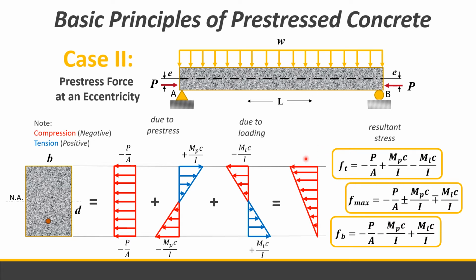Maximum stress at the bottom or at the top fiber is negative P over A plus minus MC over I minus plus MC over I. So for the top fiber it is plus minus, and for the bottom fiber it is minus plus. That is for this type of beam. For a cantilever or other beams, the effect will be different. So this is for an ordinary beam with rectangular cross section B by D. Okay, so specific.